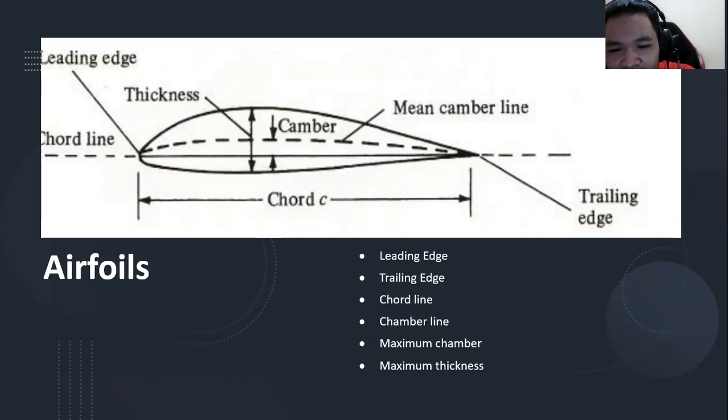Maximum thickness is the maximum distance between the top surface and bottom surface of the airfoil, which is also measured perpendicular to the chord line.